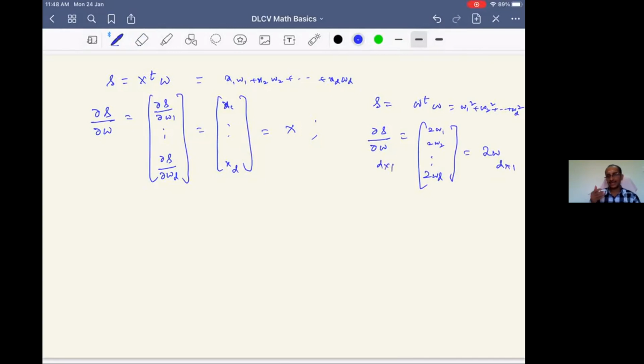See, if I differentiate a vector with respect to a vector, please note that for ∂S/∂W, when W is D cross 1, ∂/∂W is also D cross 1. Please make a note of it. Okay, this implies this. Fine. So now let's move on to the discussion when we have matrices.